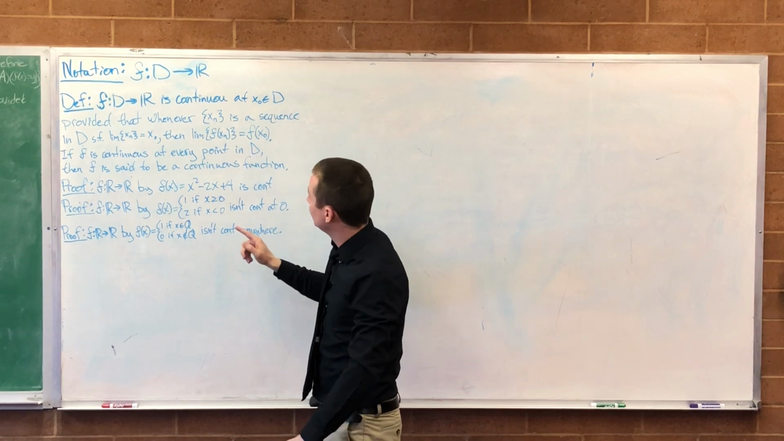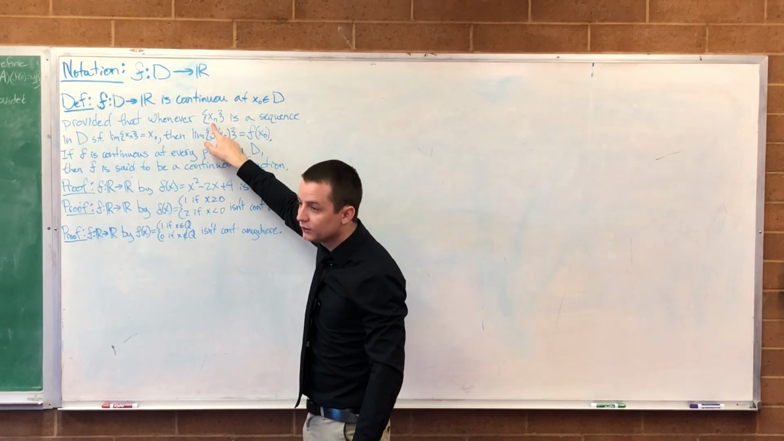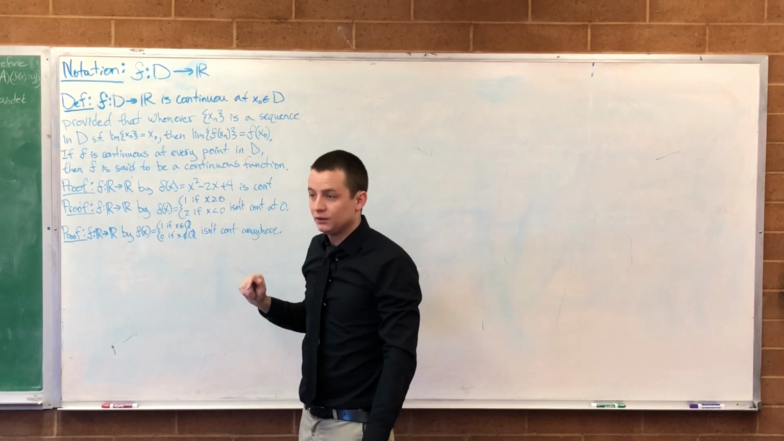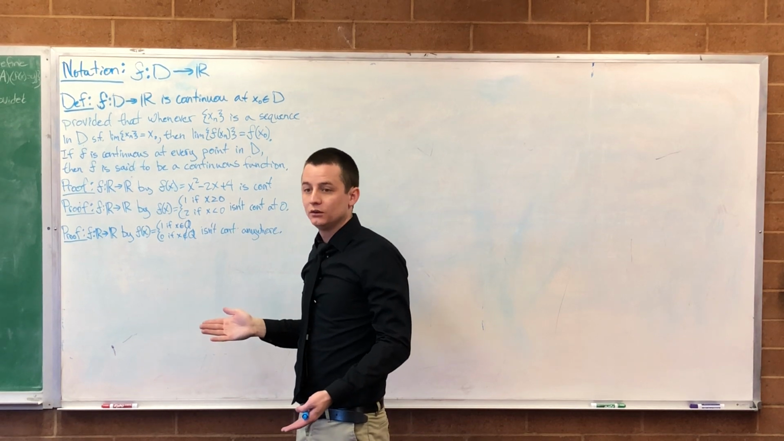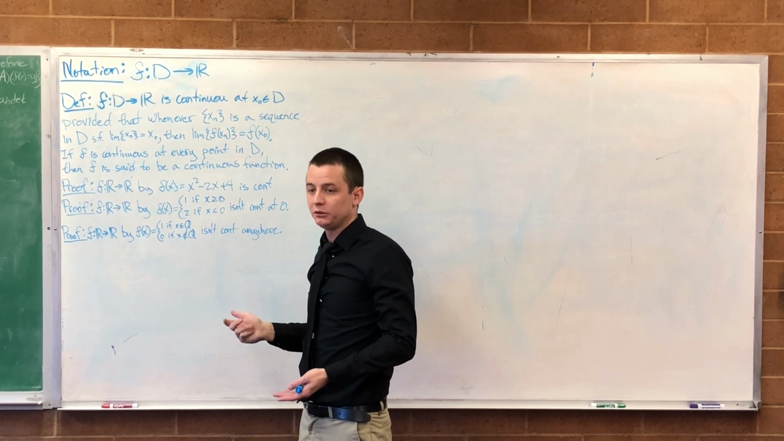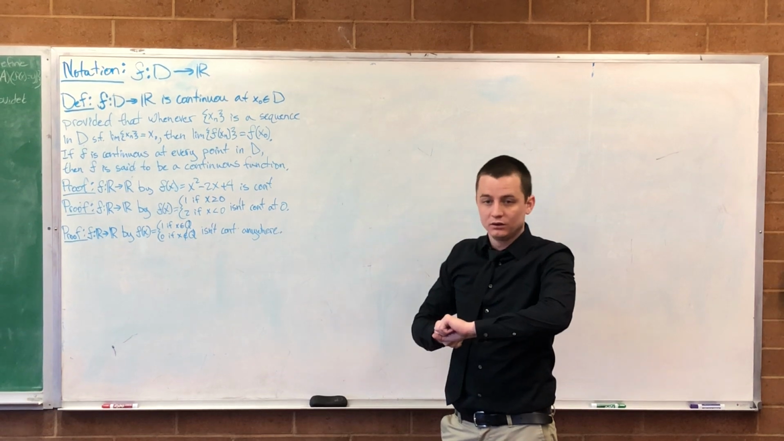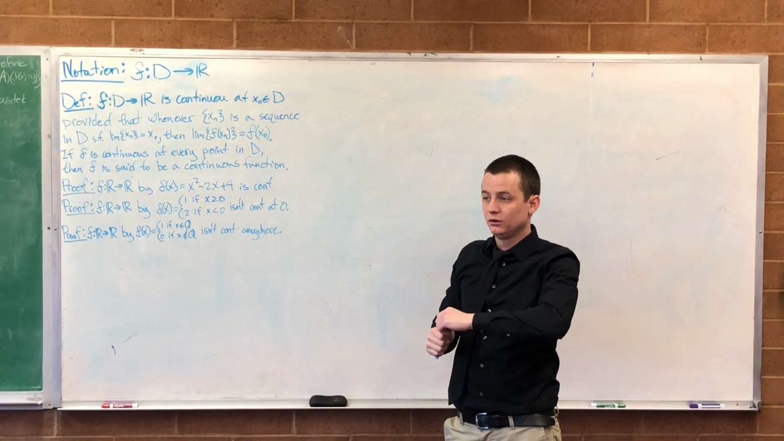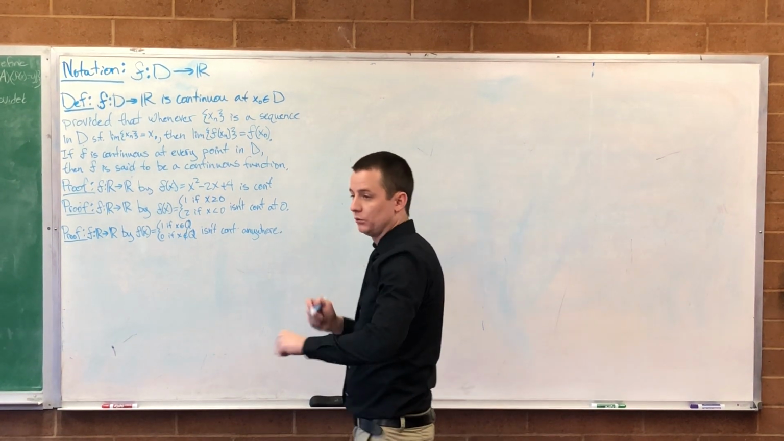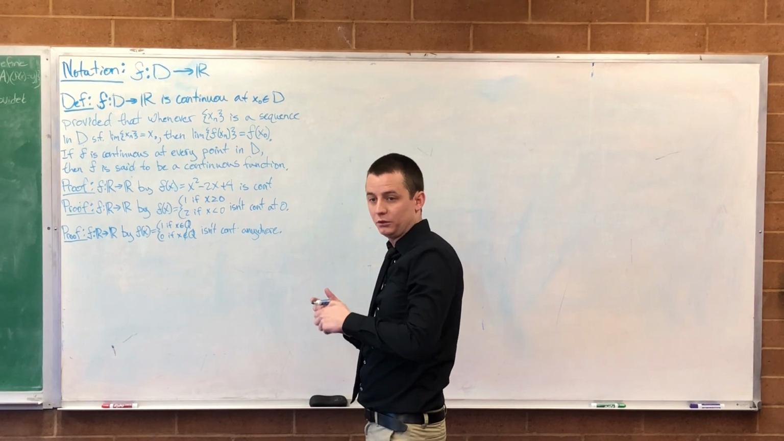And you're comfortable with the idea that if x of n is a sequence, then f of x of n gives you a sequence. Are we comfortable with that, or should we see that real quick? We're good with it? Keep going? Okay.